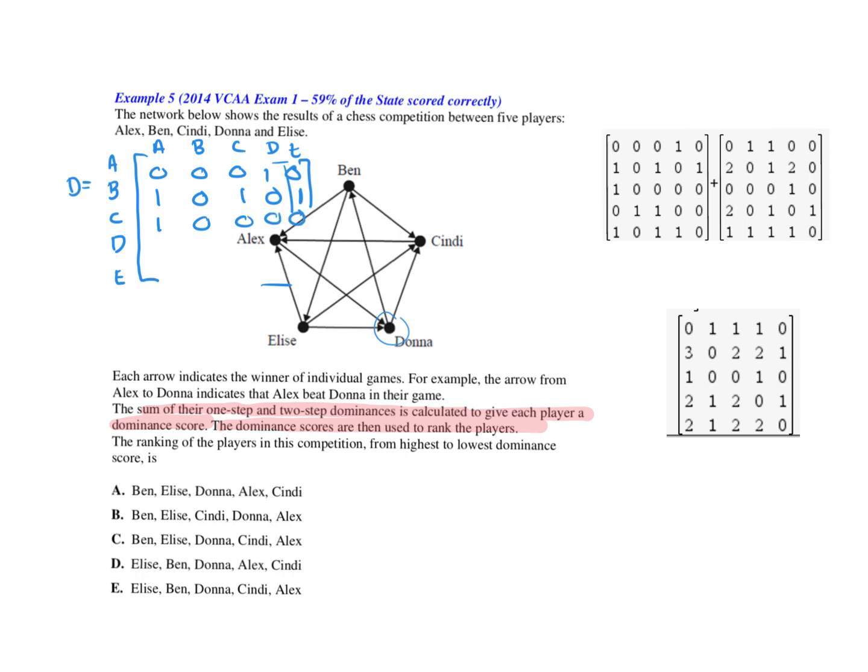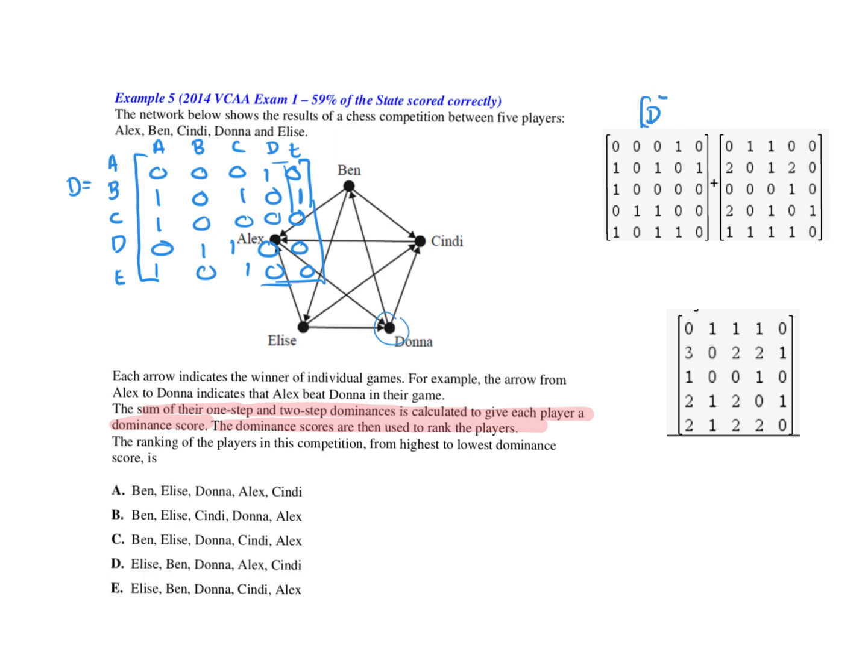D can beat B and C. And E can beat C and A. All right, so it's a bit messy in there, sorry. But here I worked out what should be that dominance matrix up there, which it is.